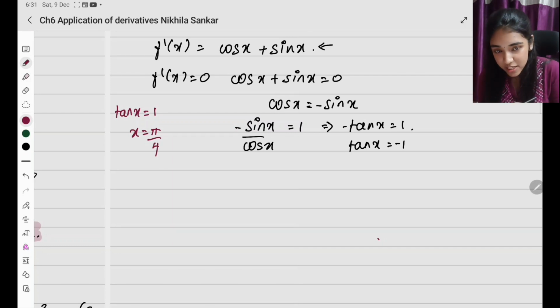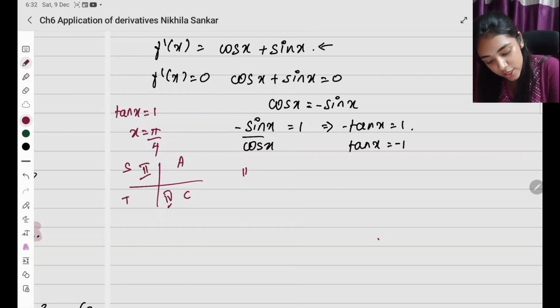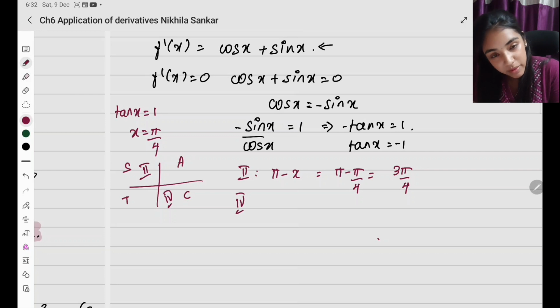But we need the negative value. Where is tan going to be negative? I know that my tan is going to be negative in my second quadrant and fourth quadrant. So in the second quadrant, the value is going to be pi minus x, which in our case is going to be pi minus pi by 4, which is going to be 3 pi divided by 4. And in the fourth quadrant, it is going to be minus pi by 4, right? So I can write it as 2 pi minus pi divided by 4.